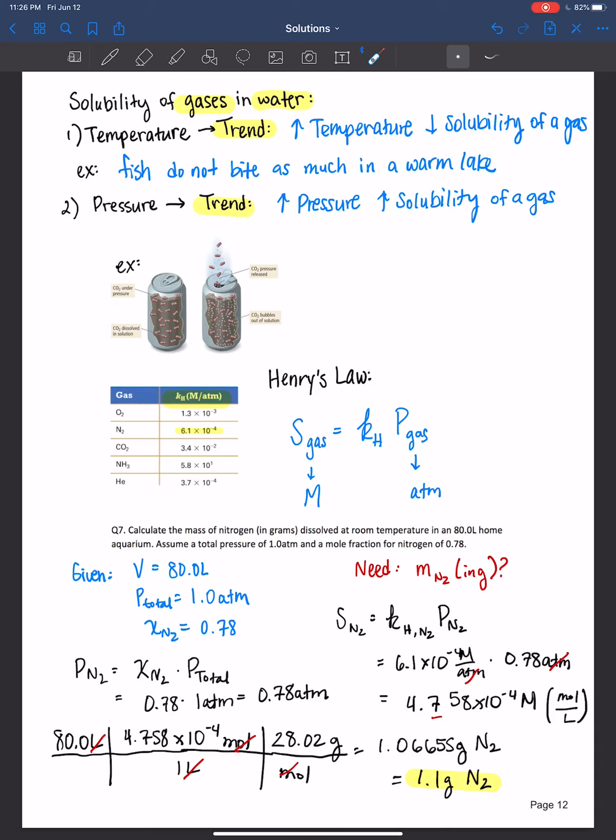All right, so we discussed how temperature plays a role with solid solutes and then also with gases. And we were able to learn how to calculate the solubility of a gas using Henry's law.